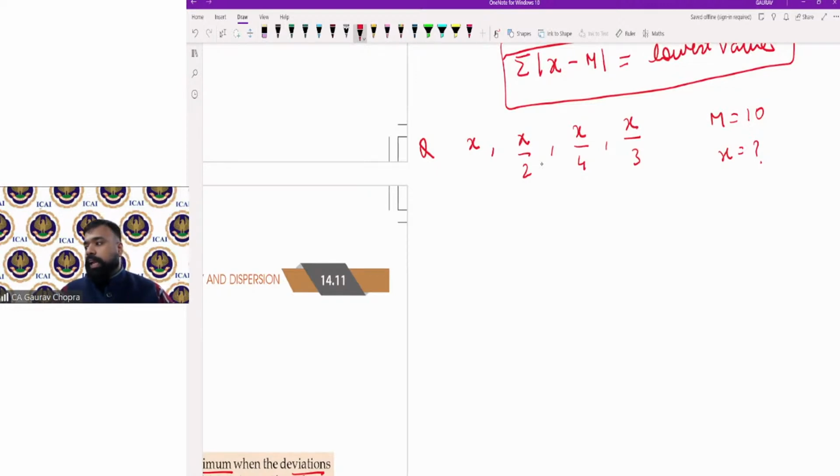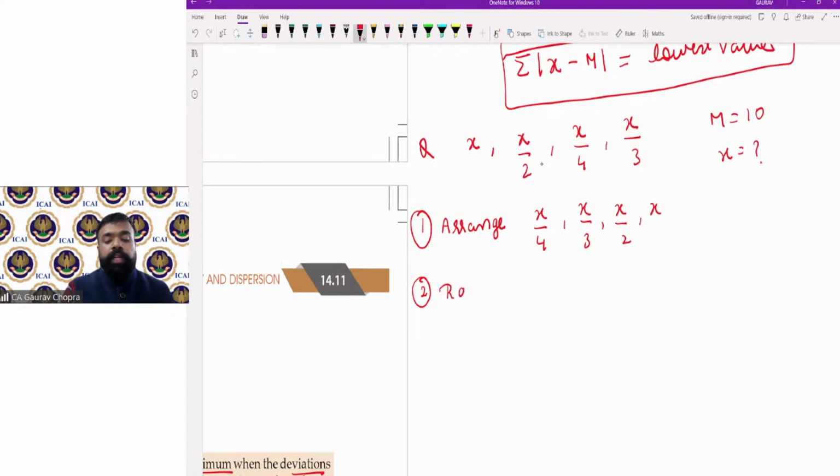Now, how can we calculate the value of x? So apply the steps. First step is arrange the series, starting from the smallest value: x by 4, then x by 3, x by 2, and at last x. Second one is to find out the rank of median. Rank will be (n plus 1) upon 2. N is 4, (4 plus 1) upon 2, that is 2.5.